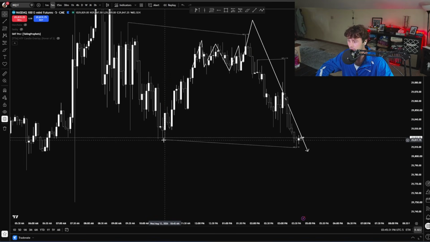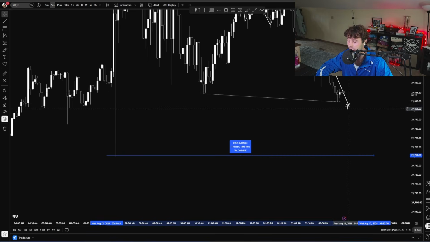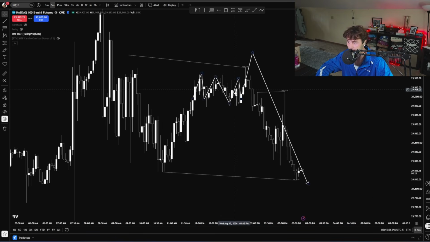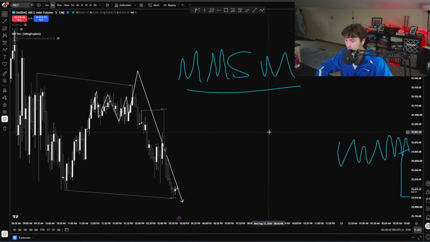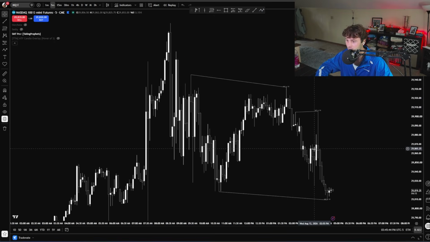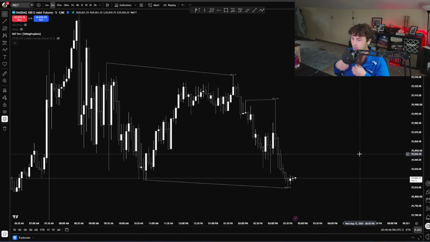We had these relative equal lows right here. We have a data low right here. And so whenever price is accumulating here, we're thinking, okay, we're probably going to manipulate the high and then sell off. And that's exactly what happens. You're not going to get it right every single time, but you want to be thinking about that whenever you see price start to accumulate.